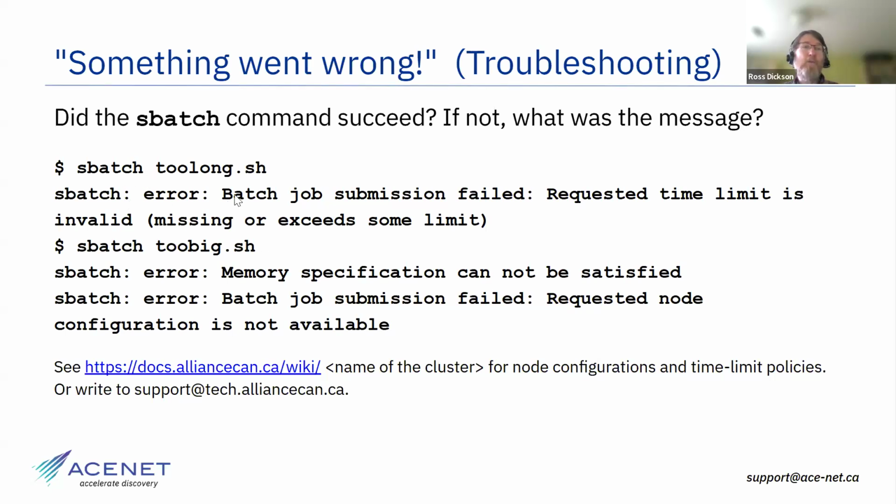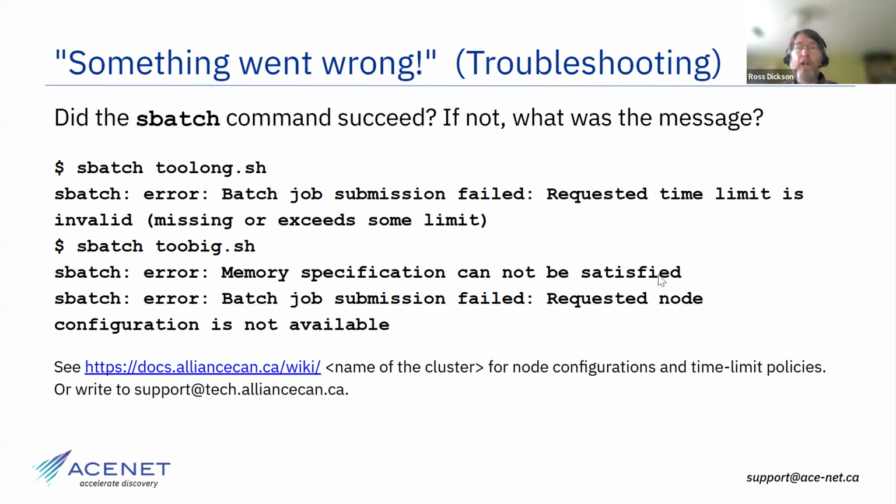So here's one. sbatch: error: batch job submission failed: Requested time limit is invalid. Missing or exceeds some time limit. This example is just me asking for, I think, a month of wall clock time. At none of our sites will we accept a job that wants to run for a month. I think the maximum we'll currently accept at any site is a week, and some sites may be shorter than that. Might be 28 days still at one site. Anyway, the point is that the message tells you to look at the time limit.